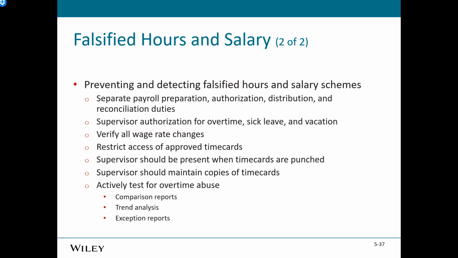We want to have supervisor authorization of all overtime, sick leave, and vacation, making sure that they're not just rubber stamping. Verify all wage rates that are in our payroll system with that personnel file. Restricted access to approved time cards so that we don't have any forgeries or manipulation there. Supervisor should be present when time cards are punched, so no one can punch you in before you actually get there. So those are some things that we can do.